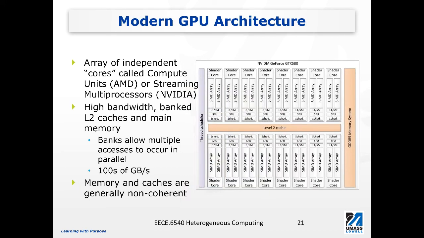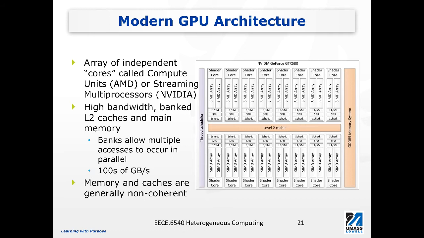In the next couple of slides, we're going to talk about modern GPU architectures. GPUs are very famous for their massive parallel processing units on the chip. Most GPUs have an array of independent cores called compute units, and different vendors may have different names for these compute units. Some are called stream multiprocessors, like in NVIDIA. These processors have very high bandwidth on chip, and they have banked L2 caches with high-speed connections to main memory, specifically the graphics memory.